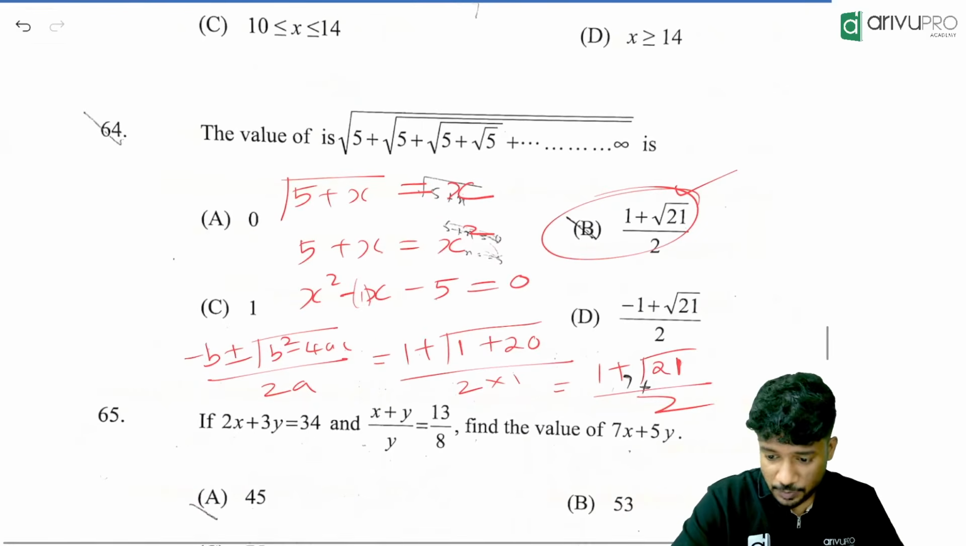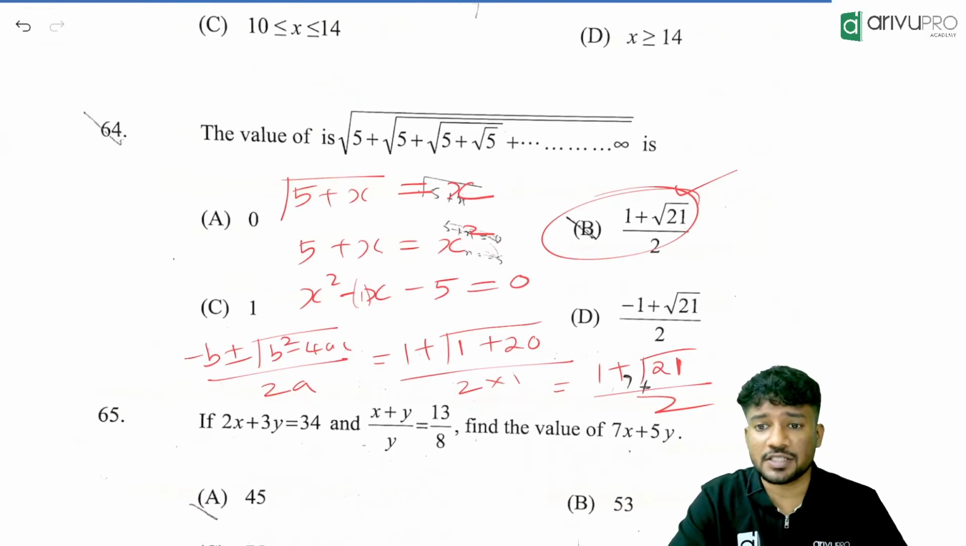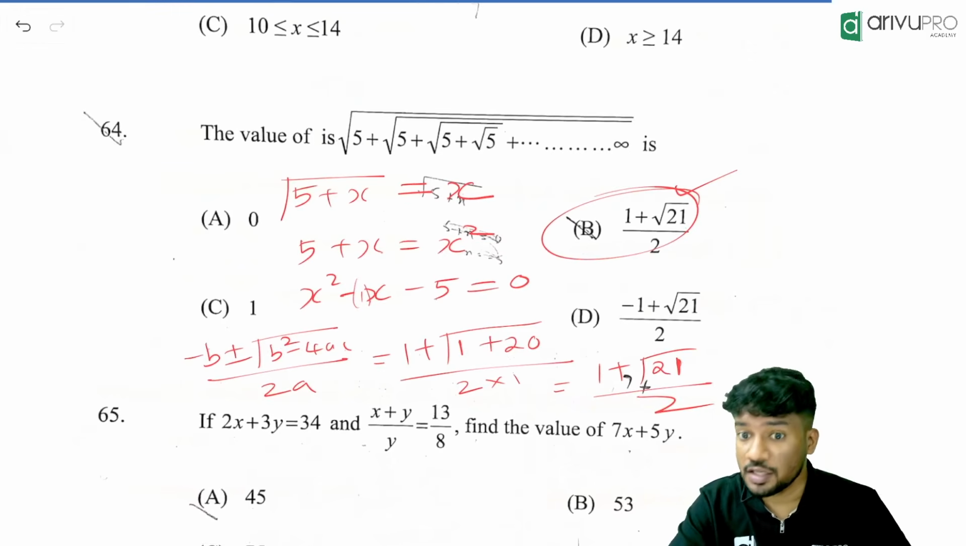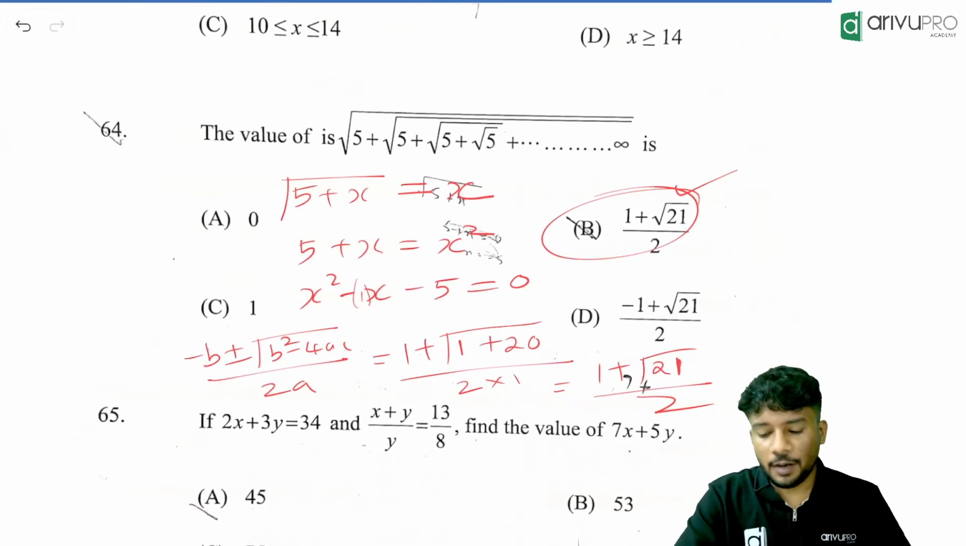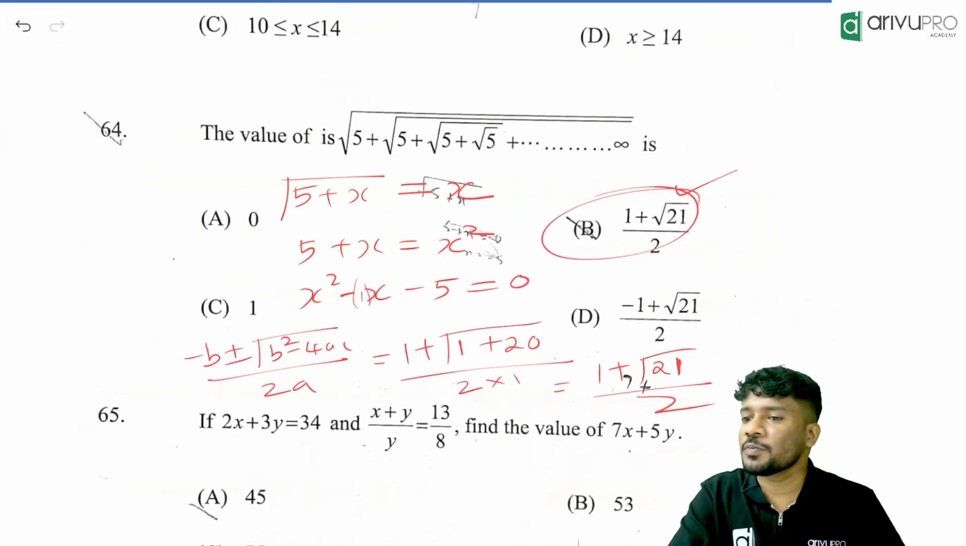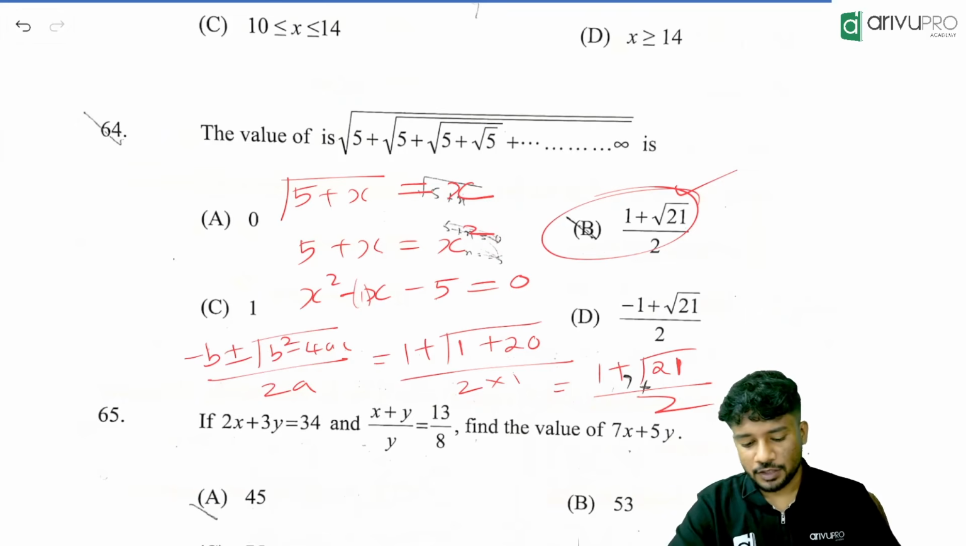Either you can use this method or you can substitute the options and check which option is satisfying the equation. That way also you can check. Completely up to you. So you understood both? Both the scenarios you understood, right? Well and good, people.